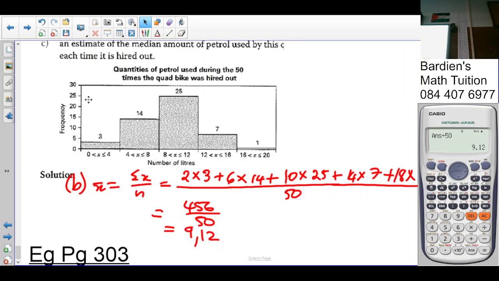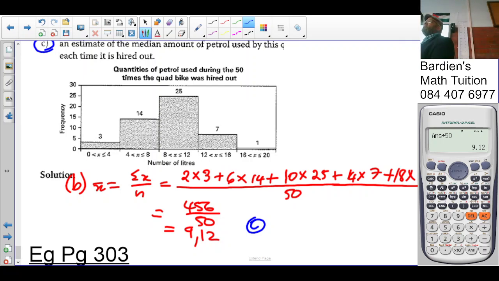And then the last one, an estimate of the median amount of petrol used by class C. So what is the median? The median is the middle number, sorted. So how many entries were there? 50. What's 50 divided by 2? 25. So it's the 25th and the 26th number, not so?